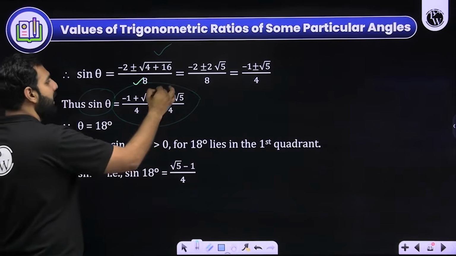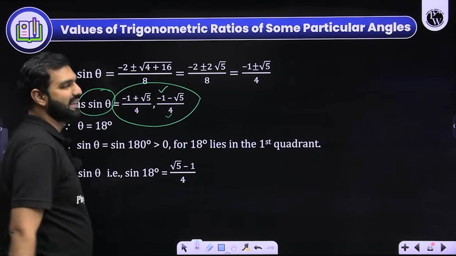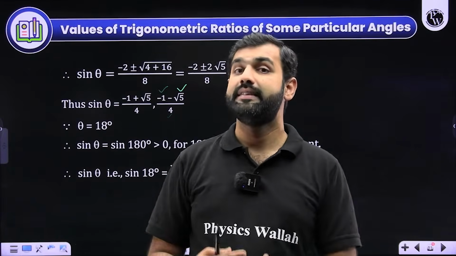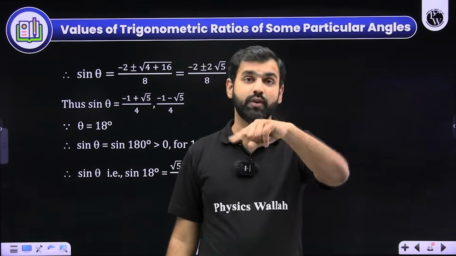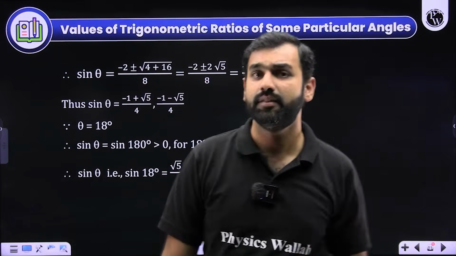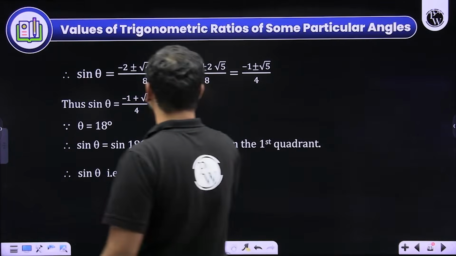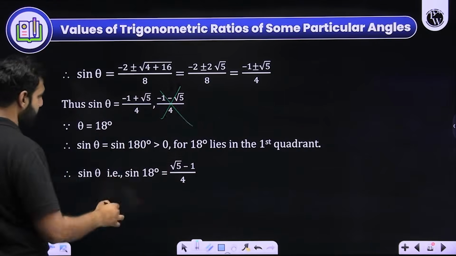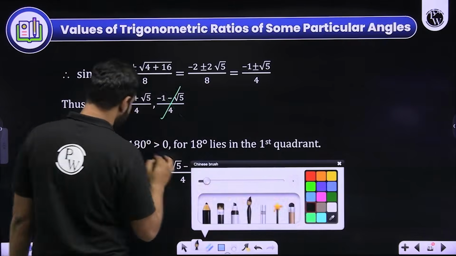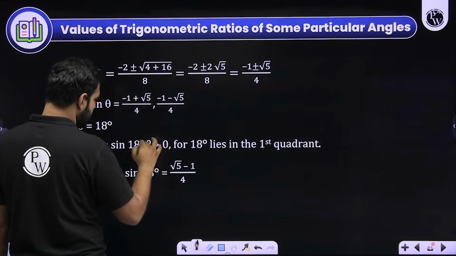Now, minus 1 minus root 5 by 4 is a negative value. Sine 18 degree is what we are trying to figure out. 18 degree is between 0 to 90 degree, which is in the first quadrant. And in the first quadrant, sine is positive. So I'll simply be discarding this value. Did you get that part? This is 18 degree. There's a small correction here. This is not 180. This is 18 degree, right?